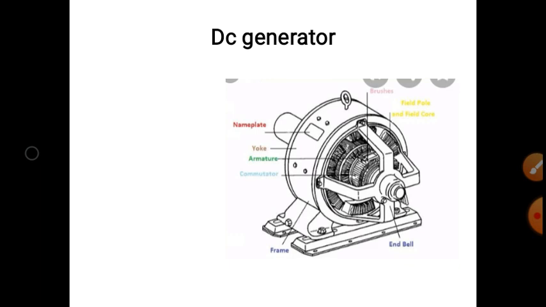So how does this DC generator work? It works on the principle of electromagnetic induction. When the coil of the DC generator rotates in the magnetic field, an induced EMF is produced in that coil. This is how the DC generator works.